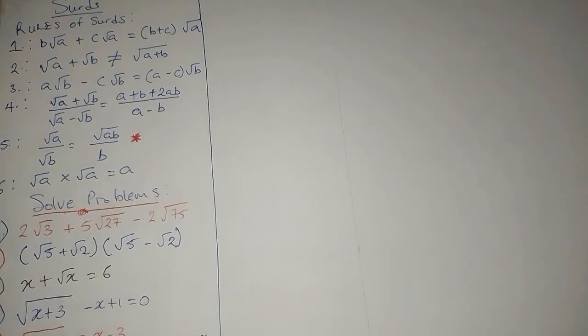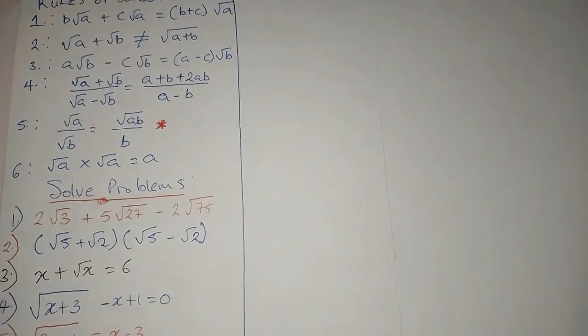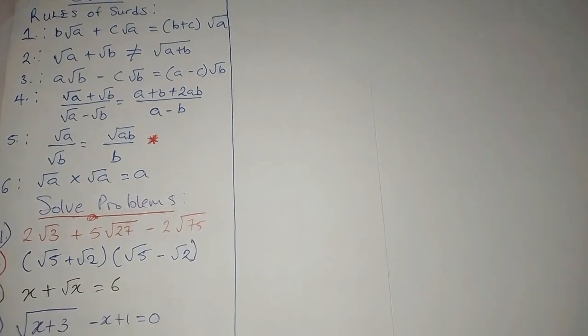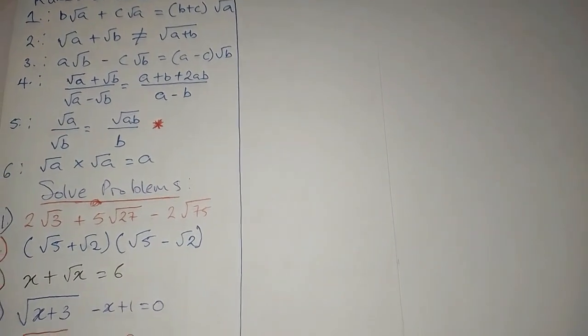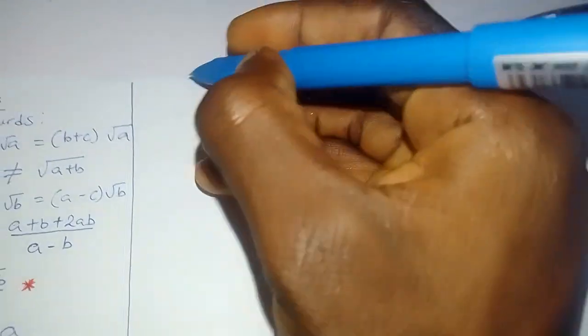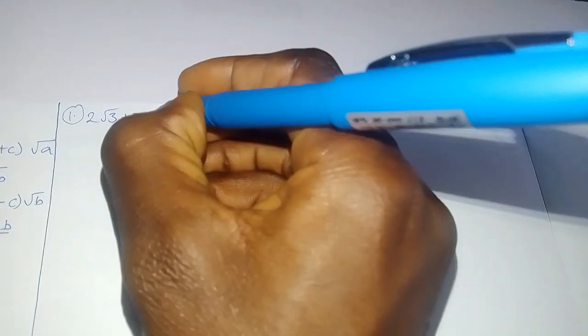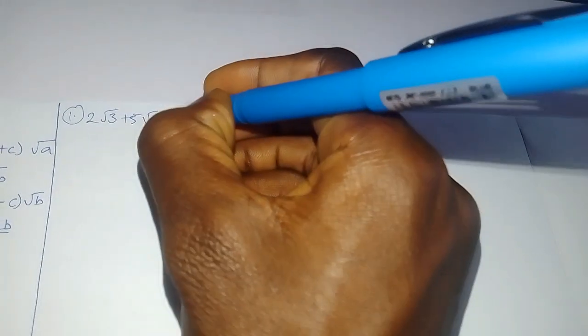Questions, we could all see that for question 1, what we have there is 2 root 3 plus 5 root 27 minus 2 root 75. So question 1 is 2 root 3 plus 5 root 27 minus 2 root 75. So how do I go about solving this question?